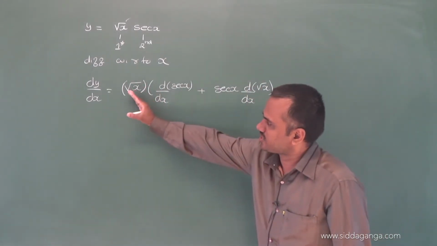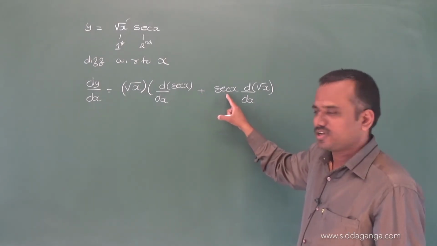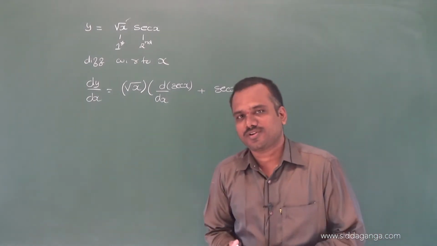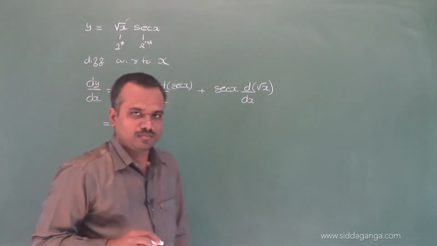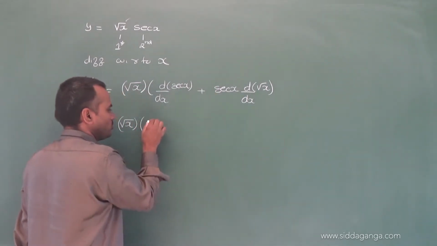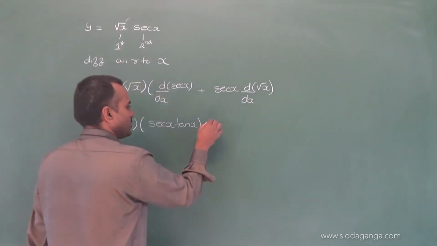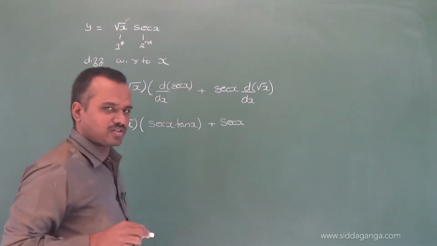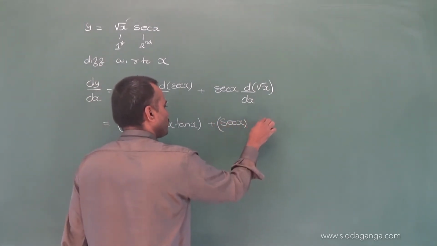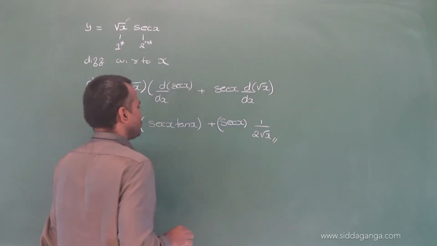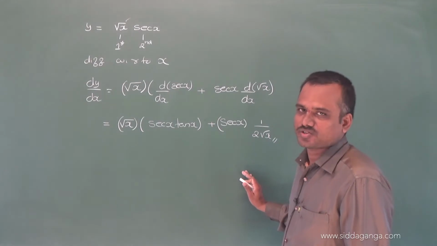See, first function into derivative of second function plus second function into derivative of first function. So, root x into derivative of secant x. You already know this one: secant x into tan x. Plus secant x into derivative of root x. That one also you know, 1 by root x, because root x derivative is 1 by root x. Correct?